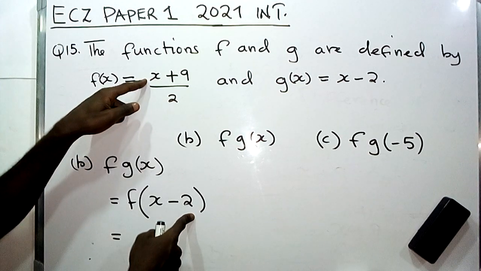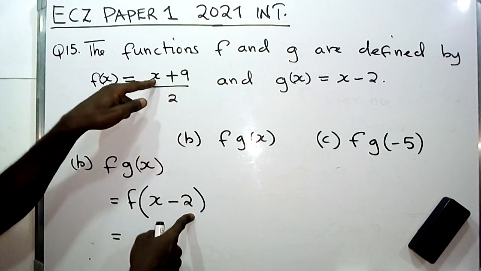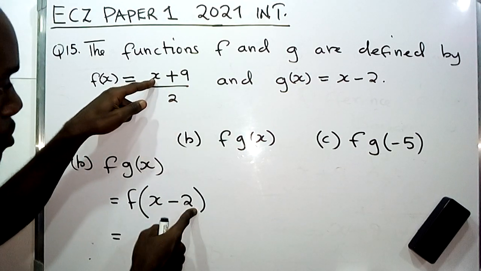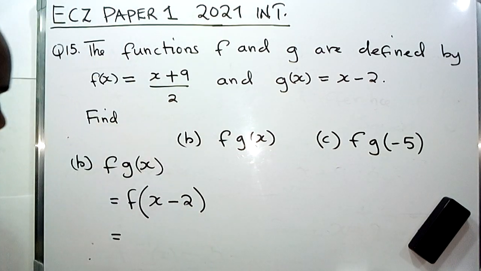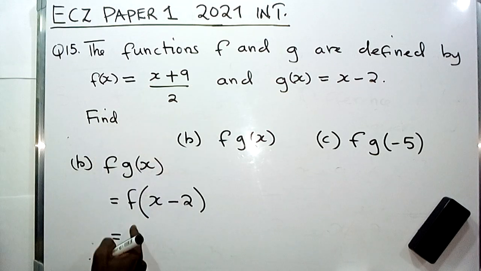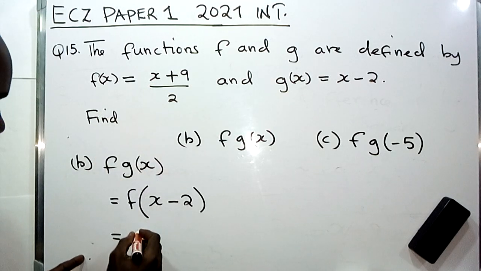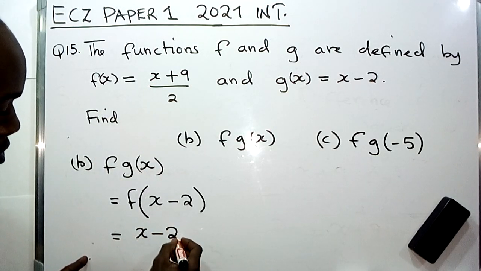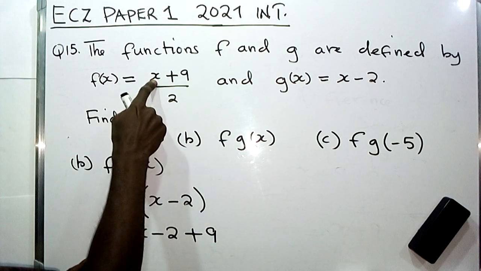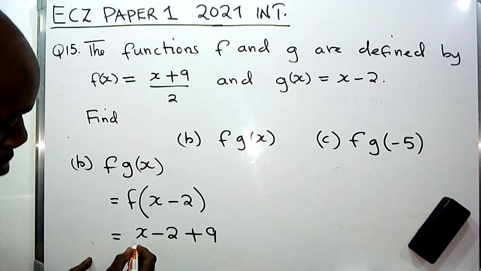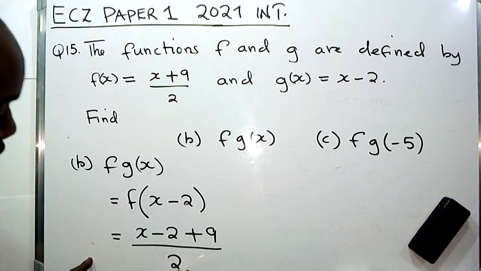So you can see here we have x plus 9. Where there's x there, we will replace it with x minus 2. This 9 will just be the way it is, and also the 2. So instead of writing x plus 9, I'll write x minus 2 plus 9. So x minus 2 has simply replaced this x. But then remember, everything is over 2.